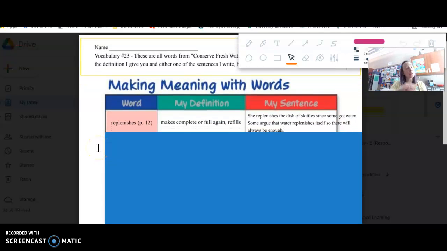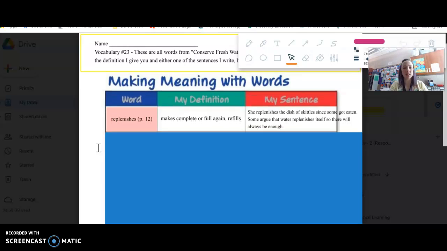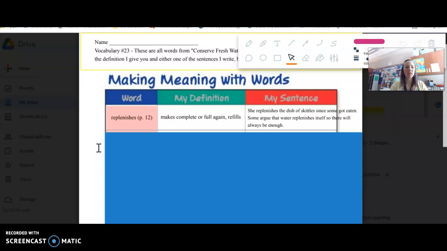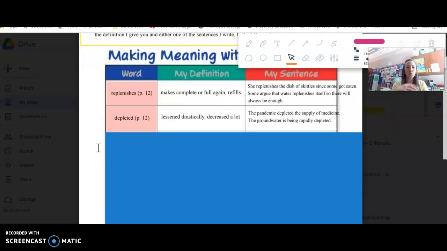The first word is replenishes. So makes complete or full again. A synonym would be refills. So she replenishes the dish of Skittles since some got eaten. In the text, it says some argue that water replenishes itself, so there will always be enough. Right? There's that water cycle. So just an argument about how do we think about how much water we have. Will water replenish itself fast enough or not? Will it refill the groundwater and things like that?